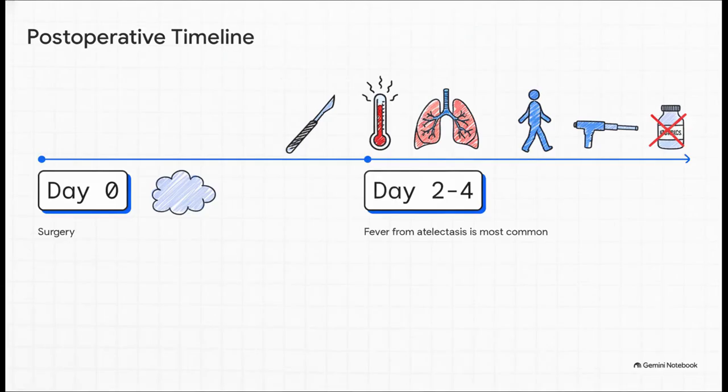This timeline is a total lifesaver for pattern recognition. Day 0 is the surgery itself. When a patient develops a fever, specifically on postoperative days 2 through 4, it highly points toward atelectasis. Recognizing this timeline helps you avoid unnecessary panic, and more importantly, guides you towards simple interventions, things like getting the patient up and walking or using an incentive spirometer, rather than just immediately jumping to broad-spectrum antibiotics.